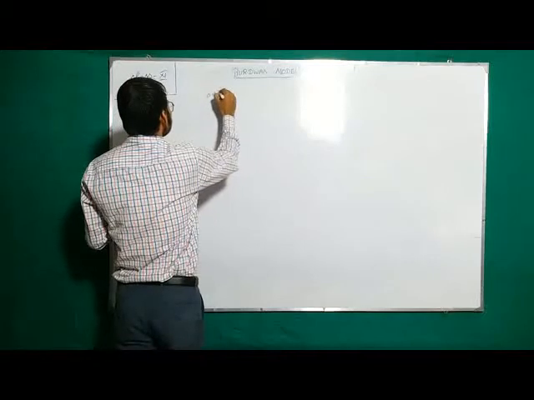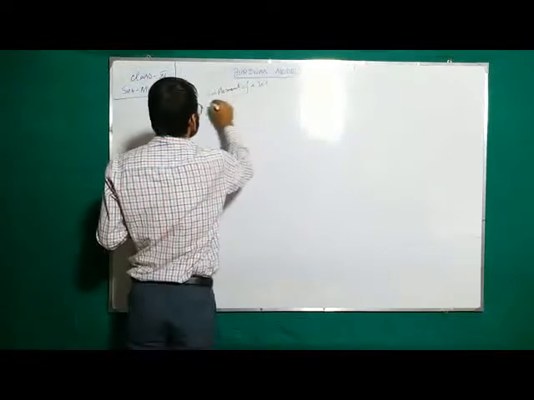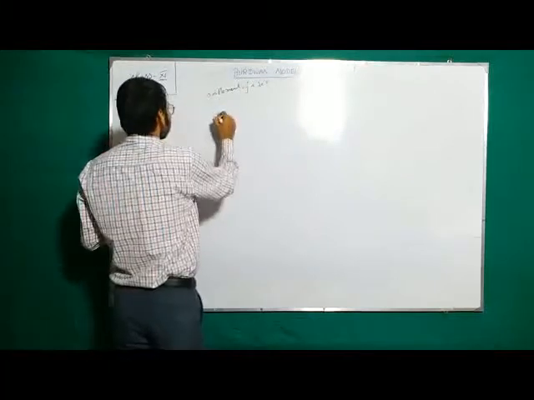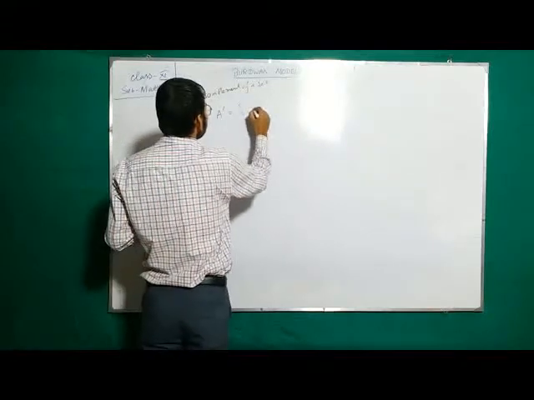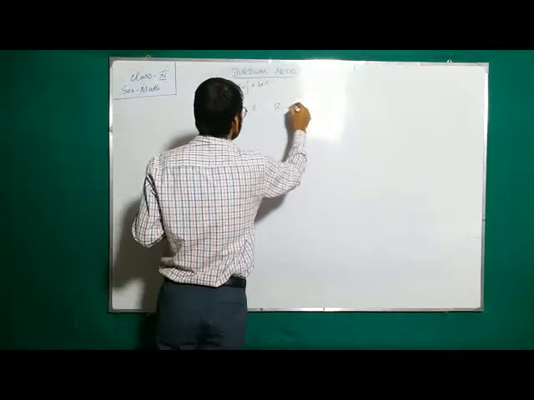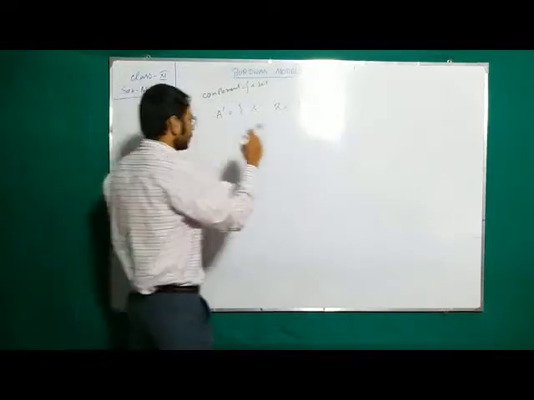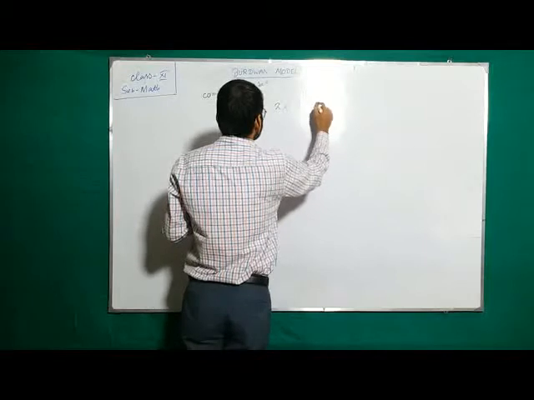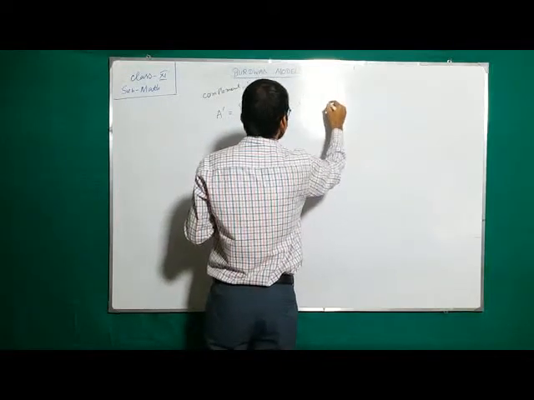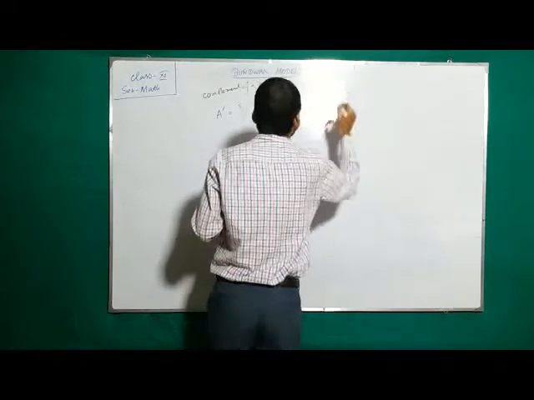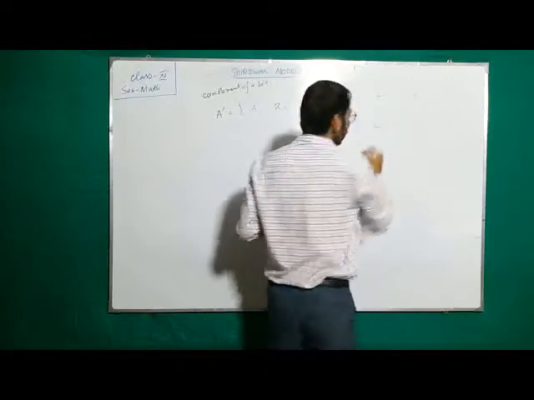Complement of a set. The complement, written as A prime, contains those elements such that x does not belong to A and x belongs to the universal set. So it is shown easily by a Venn diagram.